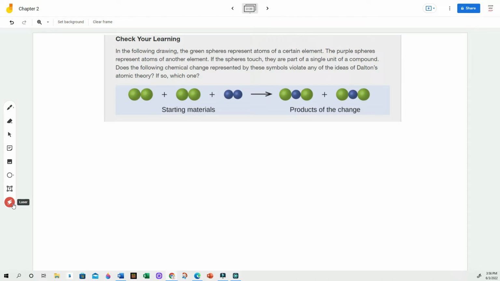But let's make sure that no atoms are created and no atoms are destroyed. So I have 1, 2, 3, 4 green atoms. If I check the products, I should have 1, 2, 3, 4. Okay, great. And I have 1, 2 purple/blue spheres. And in my products, I also have 1, 2 purple/blue spheres. So none of Dalton's atomic theory postulates are violated, and this is a valid chemical reaction.